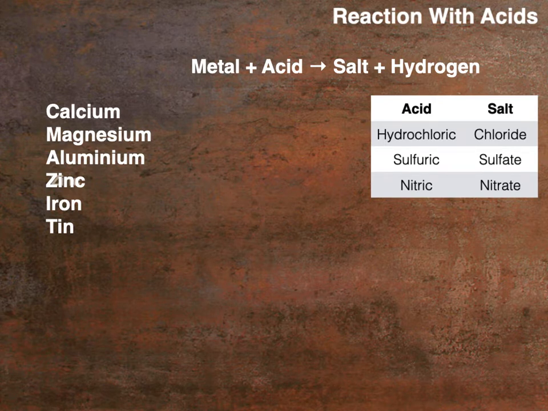Suppose you react zinc with hydrochloric acid. Hydrochloric acid gives you chlorides, so you get zinc chloride. Okay? Or suppose you react calcium with nitric acid. Calcium, nitric acid gives you nitrates, so that's going to give you calcium nitrate.